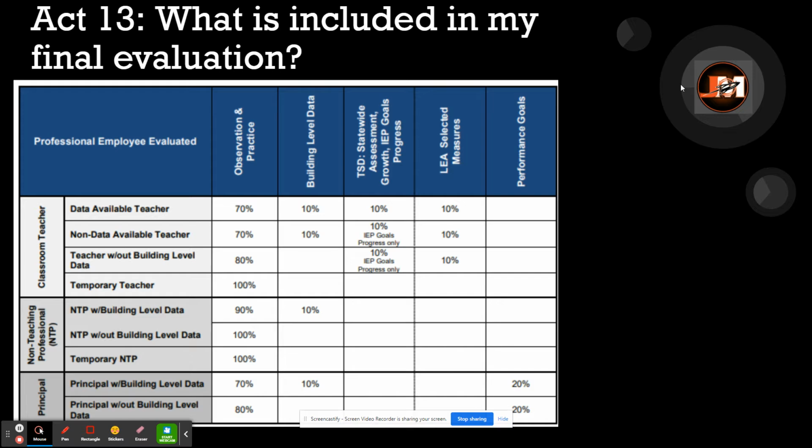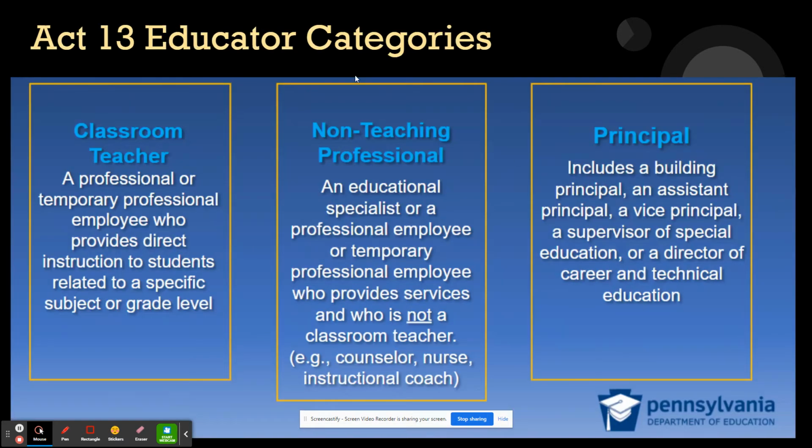So what is included in your final eval? 70% of your final eval is going to be your observation piece, whether you have data or not, you'll have 70%. All of our teachers have building level data, so they're going to fall within this 10% range. Your building level data is going to be 10%, and then based off of what you teach, 10% will be either the PVAAS data or the new IEP goal progress data, and then the new LEA selected measure is going to make up that last 10%.